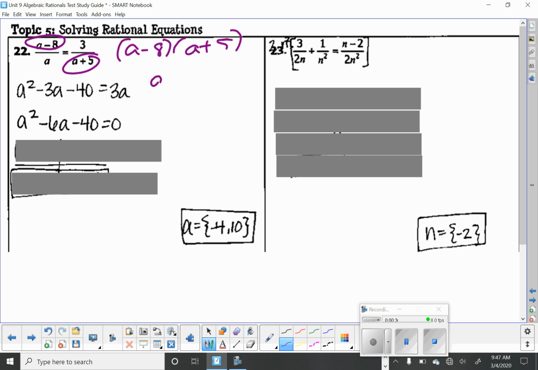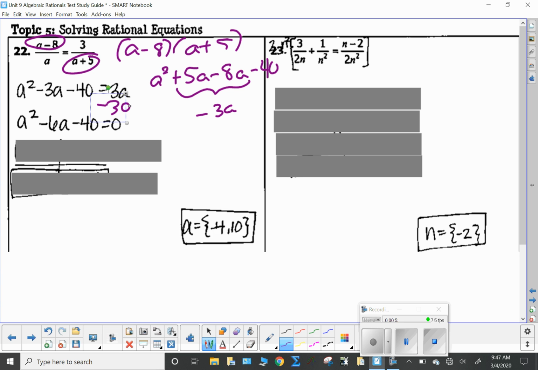A times a is a squared. A times 5 is plus 5a. Negative 8 times a is minus 8a. Negative 8 times 5 is minus 40. These collapse down into minus 3a. Then you need to set the whole thing equal to 0, so you subtract 3a from both sides, which is where you get your minus 6a.